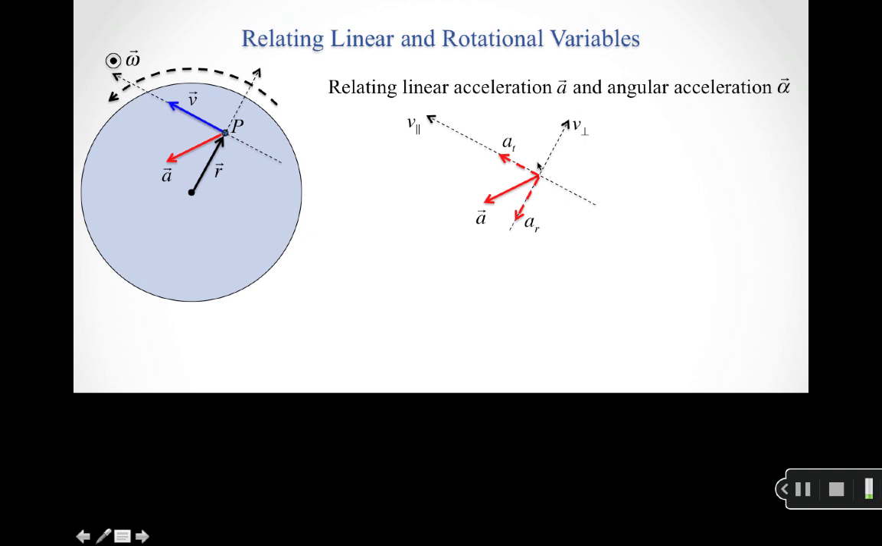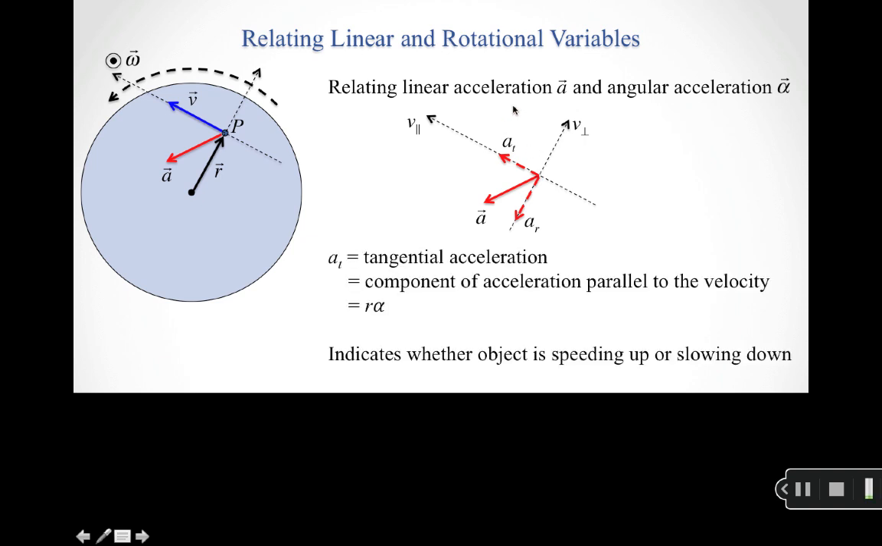And so now if I want to break my acceleration up in this coordinate system, what I notice is I've got a component that lies along the line parallel to the velocity vector, and a component that lies perpendicular to the line of the velocity vector. And so what I can do then is think about these two components. And let's talk about this one first. So A_T happens to be what's known as the tangential acceleration. It's the component of the acceleration parallel to the velocity.